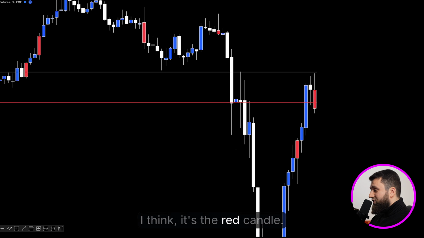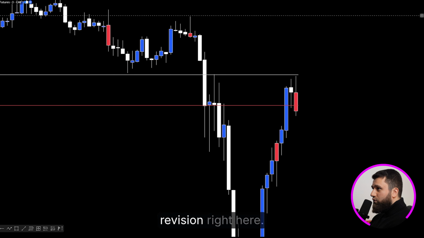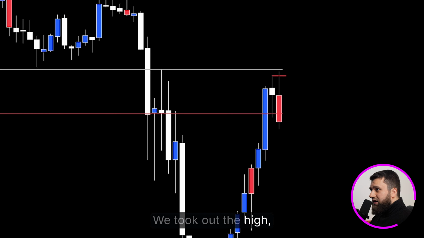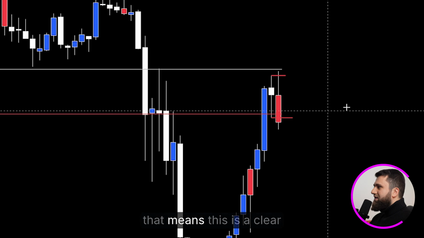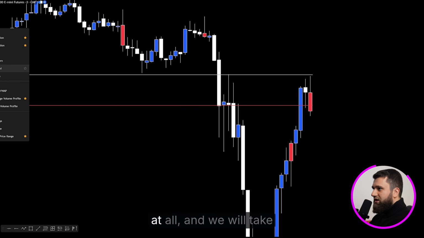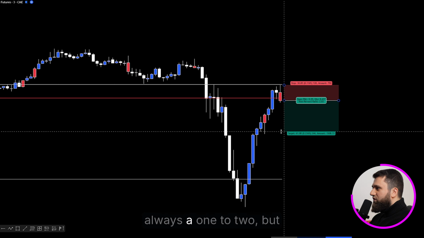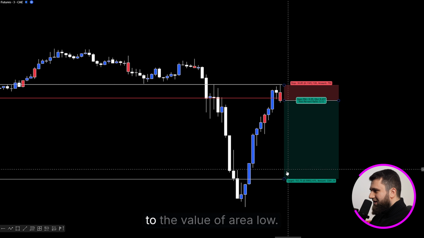I think it's the red candle, and the red candle means this is a manipulation candle. Let's do some quick revision right here. We took out the high, we took out the low, and that means this is a clear manipulation candle for us. So we will not hesitate at all, and we will take this short all the way. Like I said, the minimum is always a 1 to 2, but technically you could trade to the value area low.